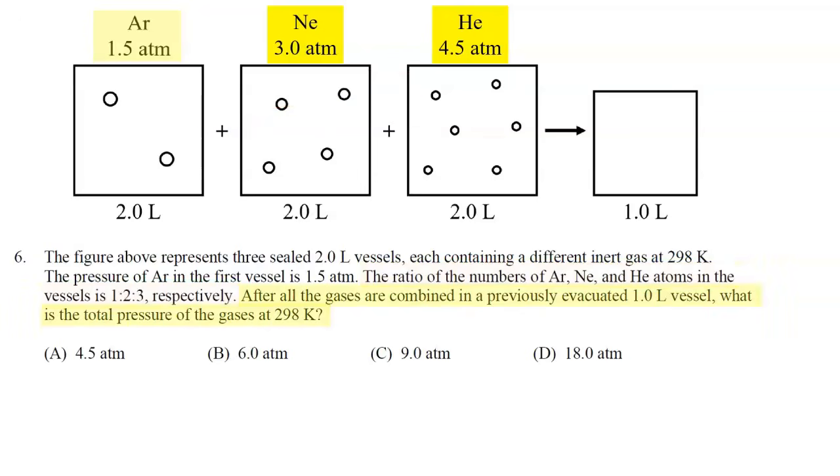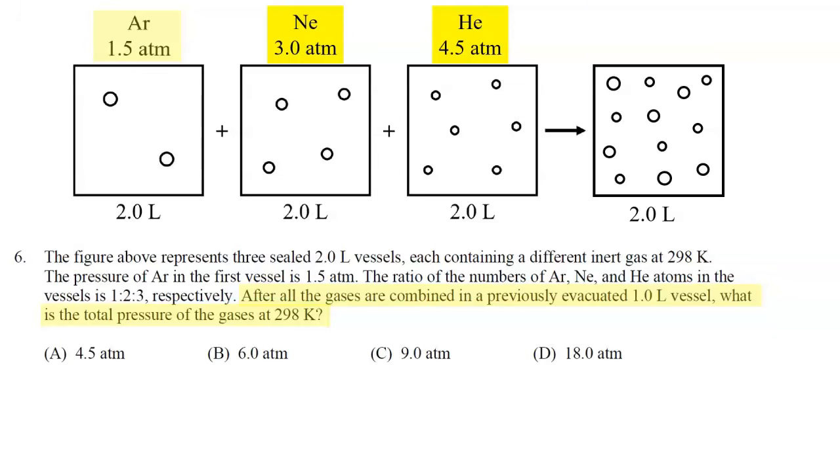So it says after all of the gases are combined in a previously evacuated 1.0 liter vessel, what is the total pressure of the gases at 298 kelvins? So what I'm going to do is make an assumption. This will not get me to the correct answer right away, but it will help me process mathematically what's going on with this gas mixture. So the assumption that I'm going to make for just the moment is that we're combining all 3 of these gases into a 2-liter container. Again, this will not give me the final answer, but it's going to be easier for me to process.